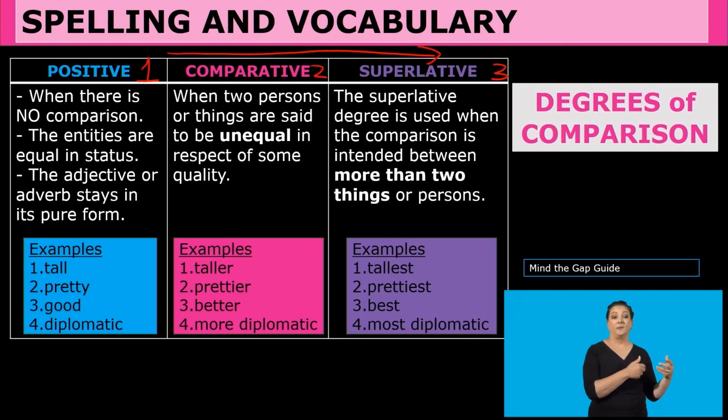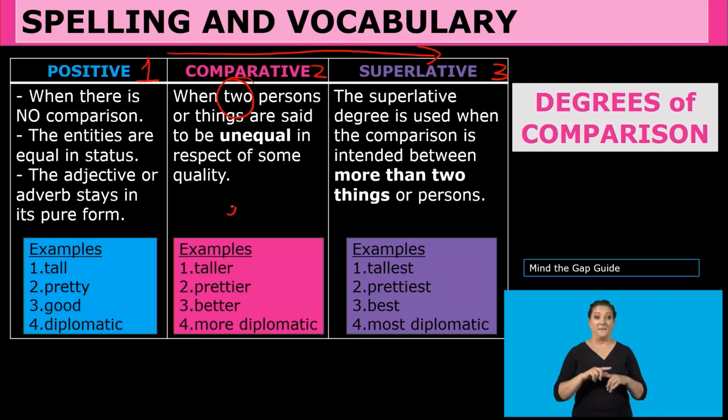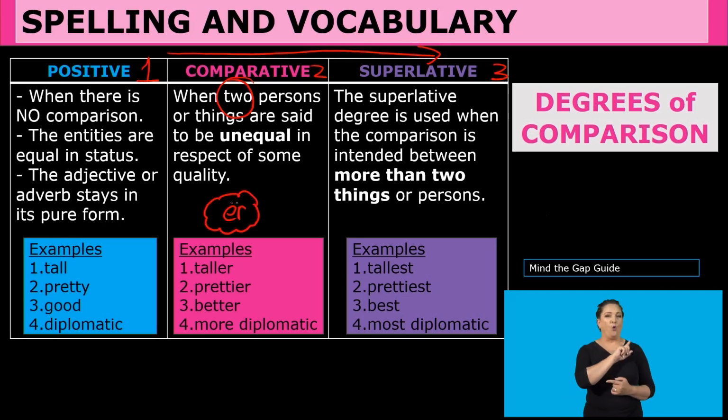However, when you get to the comparative, comparing, then we have two things, all right? And they are not equal in status, so therefore we have taller, prettier, better, or more diplomatic, all right? Now, in the comparative, take note of the ER that we are adding in there, all right? So there's a plus ER for the comparative.